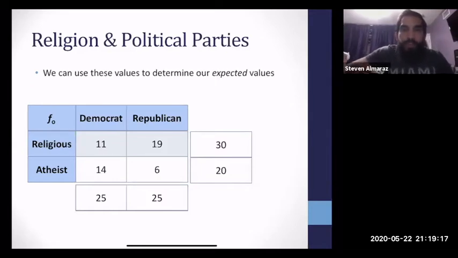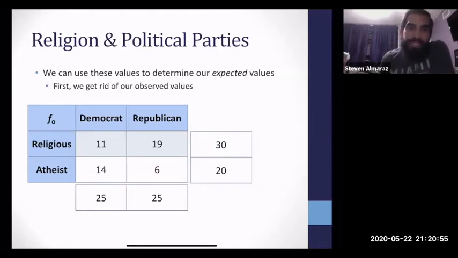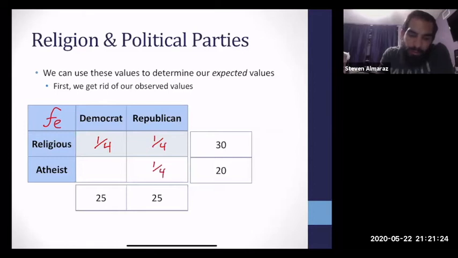Now, what we're going to do is use these overall frequencies to determine our expected values. Now, remember, expected means that's what we think is going to happen based on the null hypothesis. So the first thing we're going to do is get rid of our observed values. So how are we going to find our expected frequencies? We're going to have frequency expected up here. Now, last time, we just put an even split. So maybe we should do 1/4, 1/4, 1/4, and 1/4.